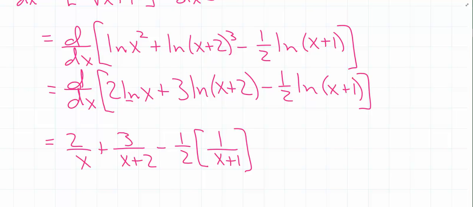Now, you can always find a common denominator and combine everything. But if you don't use properties of logs like this, you're going to have a bad time. Right? So you need to use the properties of logs. And that's going to help you. Any questions about that?